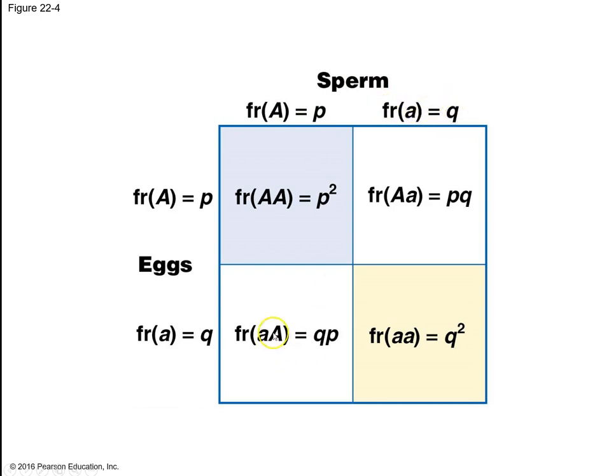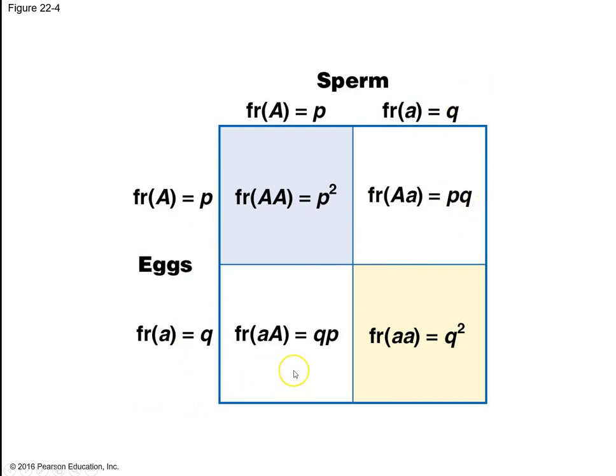Now if you look at genotypes, if you're talking about the frequency of the homozygous dominant genotype, you're talking about p squared, right? The frequency of this times the frequency of this. That's where this comes from. If you now talk about the frequency of the heterozygote, it's p times q.